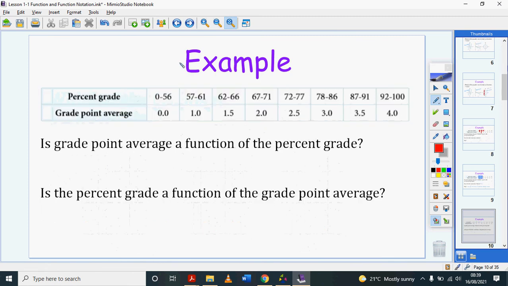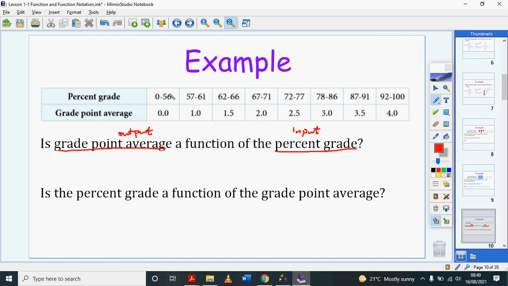How about this one? Is GPA, grade point average, a function of percent grade? Now, every time I say a function of, then whatever is after the of is the input, right? So that's the input, and GPA is going to be the output. So let's look at this. If the input is percent grade, what you put into the function, the input is percent grade.